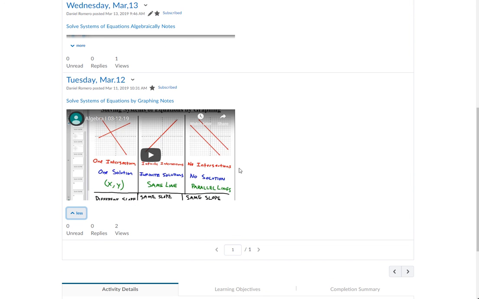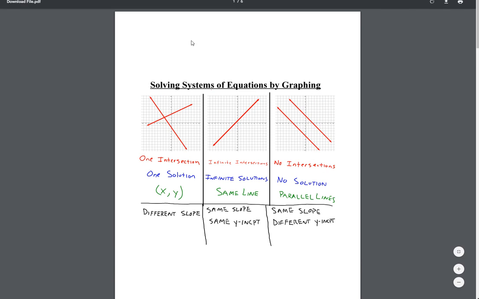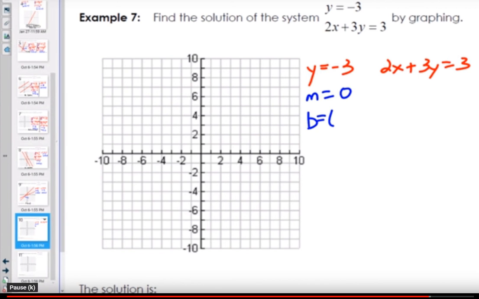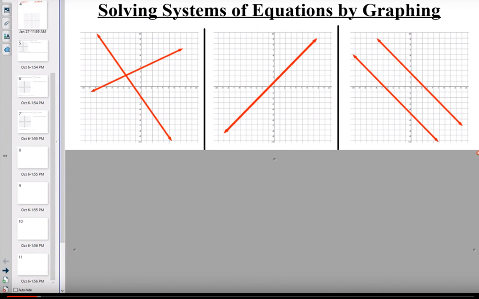Hey, look. On Tuesday, March 12th, we learned how to solve systems of equations by graphing. Oh, was that the day? Yeah, that's right. That was the day where, because of testing, I didn't see you. So I told you guys, I actually did print this out and give this to you. I gave it to you when you came back. And here's where all that information is that you would need. But I also did tell you to go online and watch this. I didn't watch it. I don't remember. Was I here?